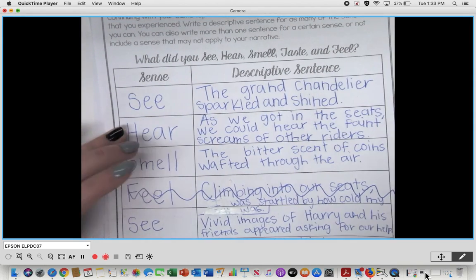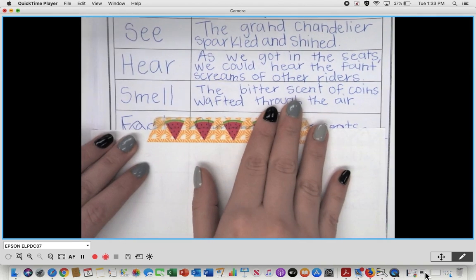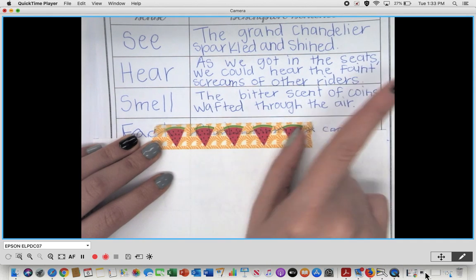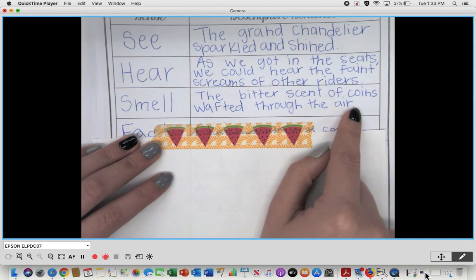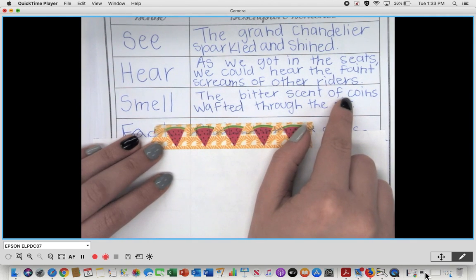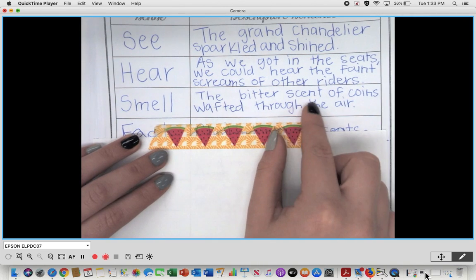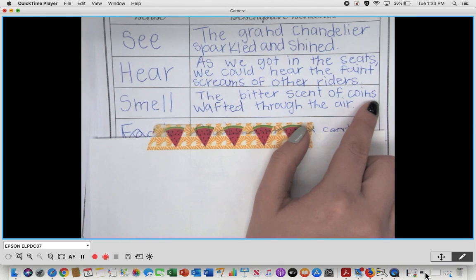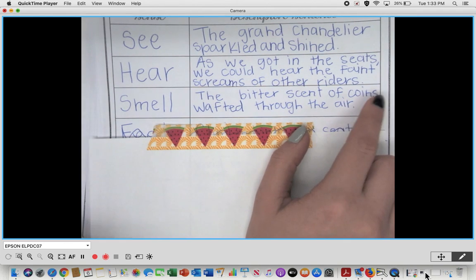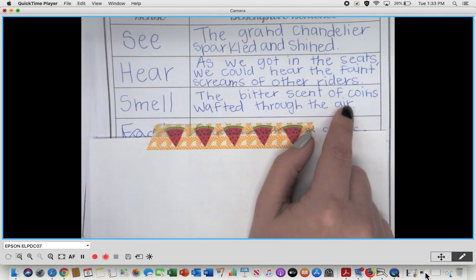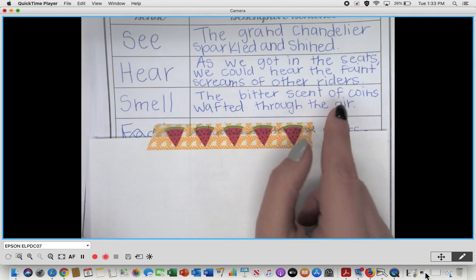Next up, I have smell. And for smell, I went ahead and said the bitter scent of coins wafted through the air. And so I'm helping again kind of paint an image of what I'm experiencing. So this is kind of the smell that I was smelling as I was getting ready to go on the ride. It was like a little bank is what the queue is. And so that kind of scent of coins was in the air, and it might be a familiar smell to you, so you can almost relate.